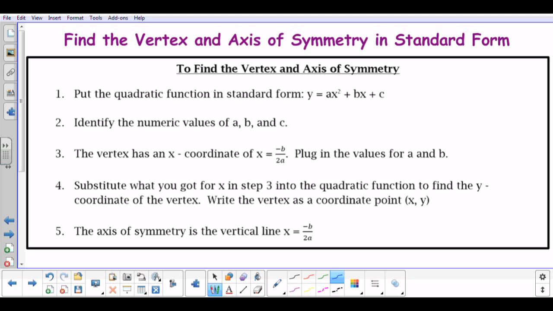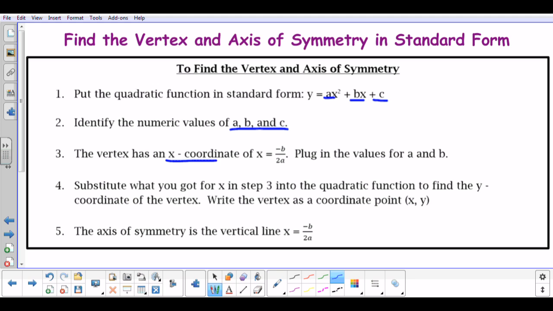So to find the vertex and axis of symmetry, we have 5 steps that we can follow. So the first is we want to put the quadratic function in standard form. So I want to have nothing, or at least the y, on one side, and then I'm going to have the x squared term, followed by the x term, followed by the constant term. And then step 2, I'm going to identify the numeric values for the a, the b, and the c. If one of those values is absent, we'll put a 0.